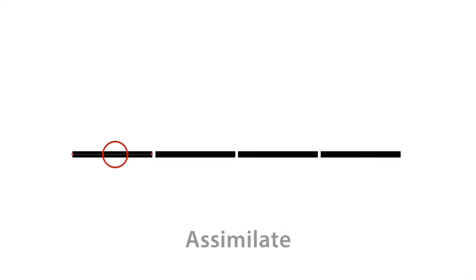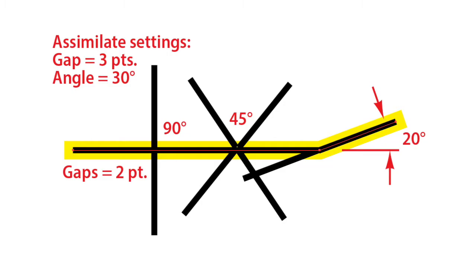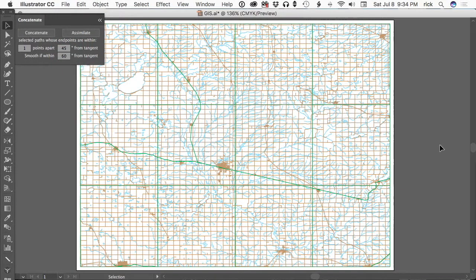The Assimilate function starts with one or more selected paths and searches for other paths in the document whose endpoints conform to the settings you choose. If the ends align, the paths are combined. Let's put this plugin to work.